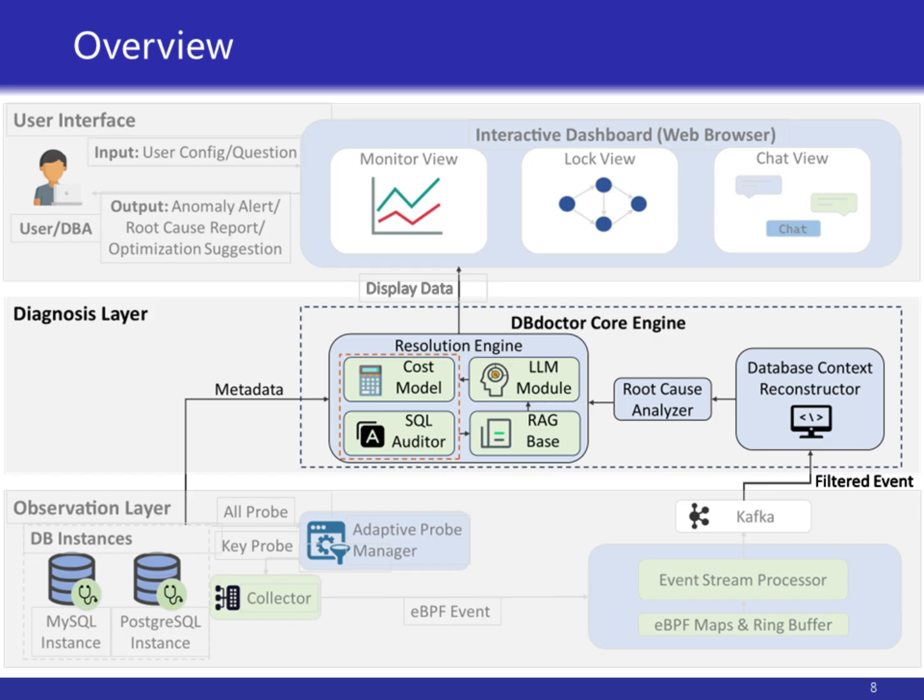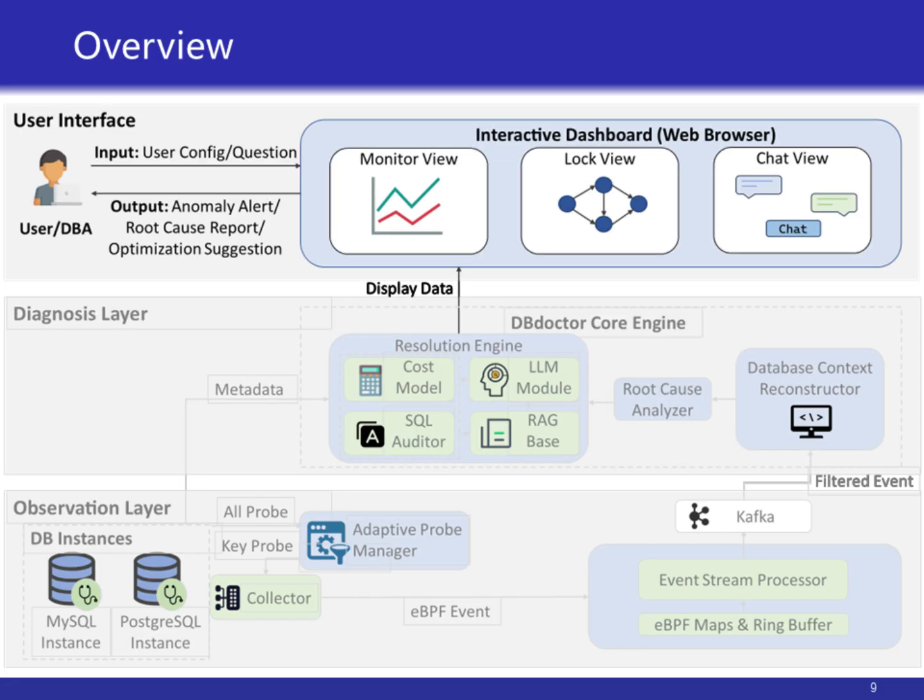Next, moving up to the diagnosis layer. Here, we use the pre-processed events to reconstruct the full database context to pinpoint the precise root cause of anomalies. Then, the resolution engine leverages large language models to provide candidate resolutions based on the database context and root cause. The language model is aided by a knowledge base containing historical anomaly resolution cases through RAG. Before reaching the users, candidate resolutions are verified by the cost model and SQL auditor.